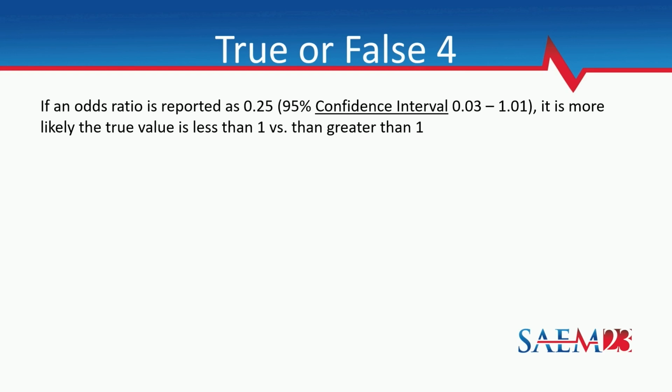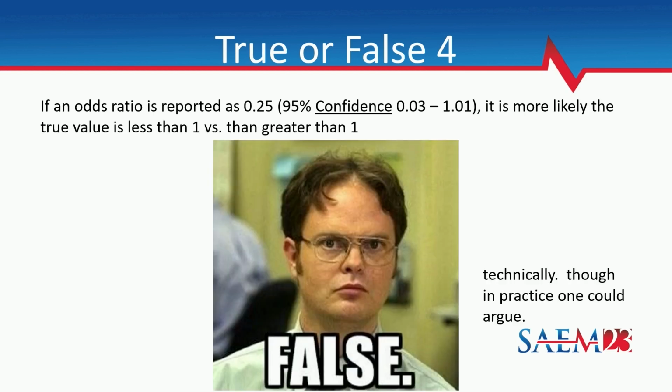All right, here's one that I think a lot of people get surprised about. If an odds ratio is reported as 0.25, and the confidence interval is somehow, and this may not be mathematically possible depending on how you're getting this, 0.03 to 1.01. So it's quote unquote almost significant. Is it more likely the true value is less than 1 than greater than 1, since most of that confidence interval is? No, it's false.